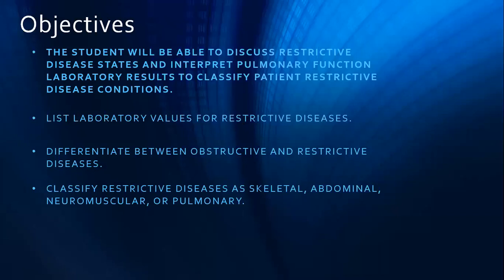All right, objective: the student will be able to discuss restrictive disease states and interpret pulmonary function tests to classify patients as having either restrictive or obstructive disease conditions. They're just the basics. List laboratory values for restrictive diseases, differentiate between obstructive and restrictive, and classify restrictive diseases. Now, this is the big one: classifying them as skeletal, abdominal, neuromuscular, or pulmonary.